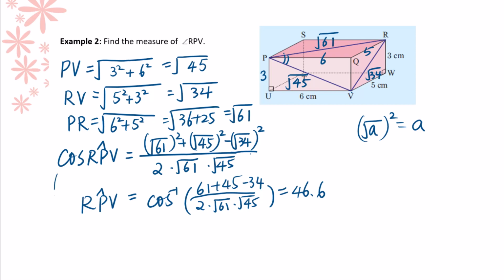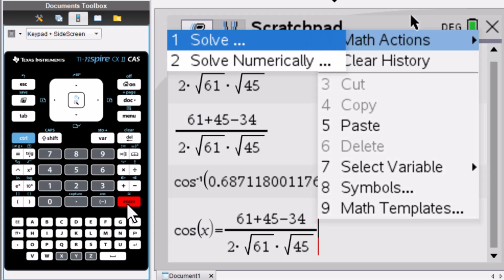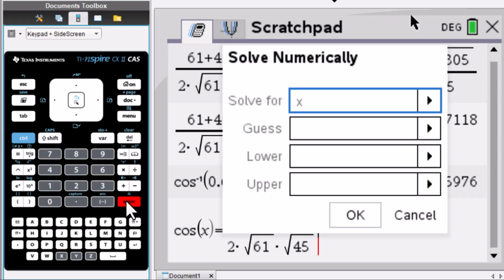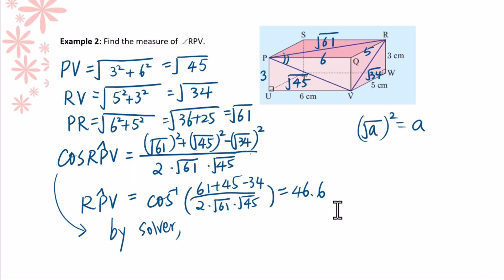Or you can use the equation solver. Control menu, Solve numerically. You get the same answer. But you have to write down that you used the solver. Angle RPV equals 46.6 degrees.